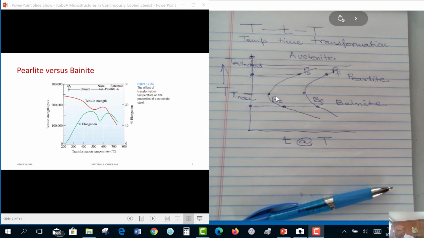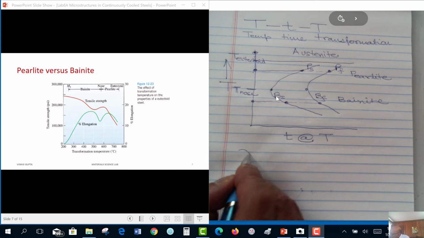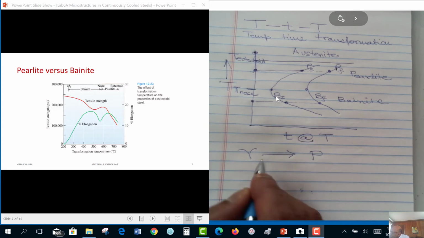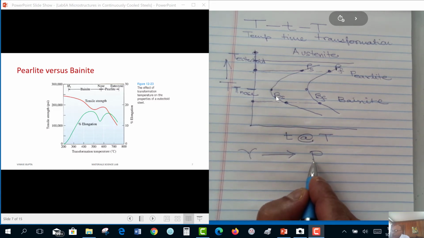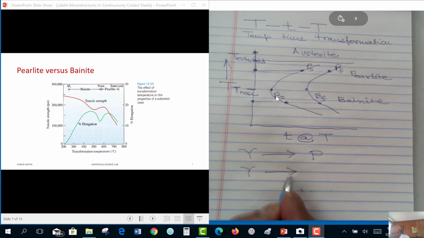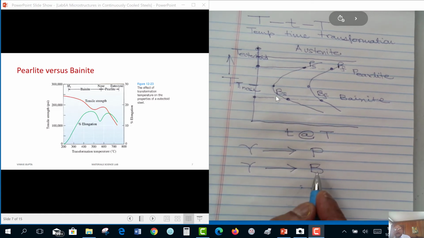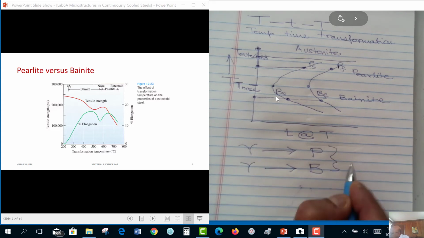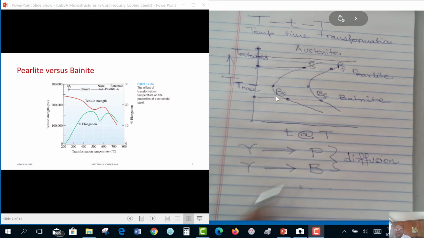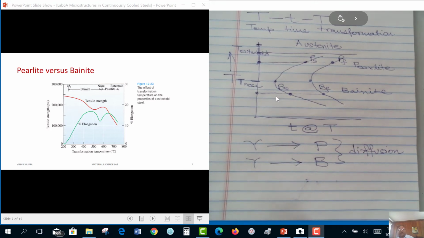So the key idea here is at high temperature, we form perlite because at high temperature, diffusion rates are higher. So we form that layered structure. At lower temperature, we form bainite. At lower temperature, diffusion rates are lower. So these cementite plates cannot grow to be large layers. But in any case, both of these are diffusion dependent transformations. That's why temperature and time play a big role.